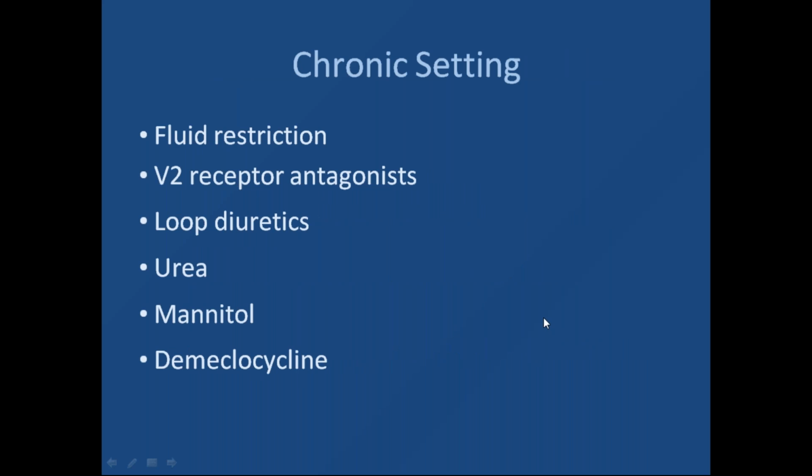So all this we have seen for acute hyponatremia. What do we do for chronic hyponatremia? In that case, fluid restriction can be done. Vaptans can be used. And loop diuretics like furosemide can be used. Urea, mannitol. Mannitol is a hyperosmotic agent, right? So it helps. And even demeclocycline.